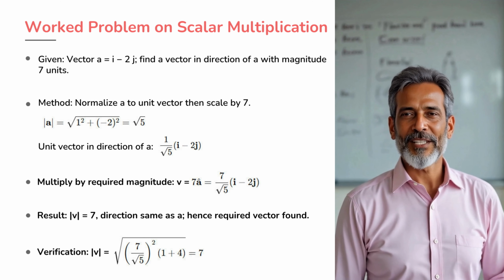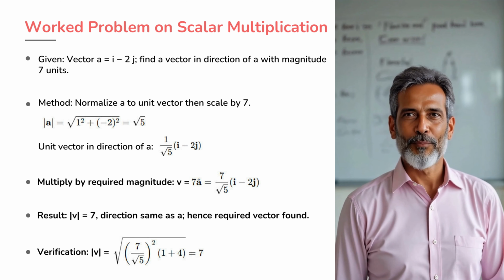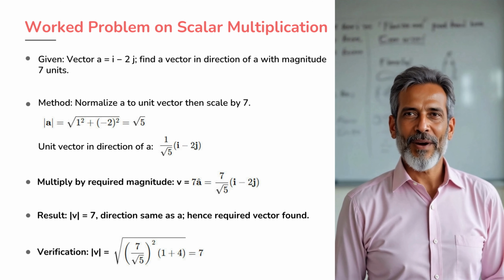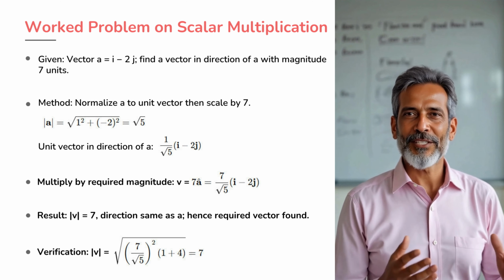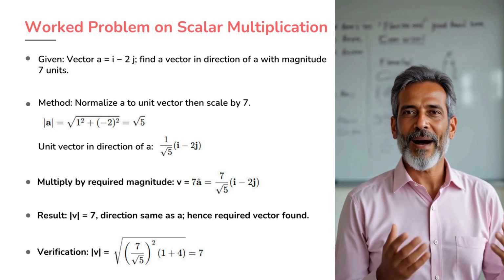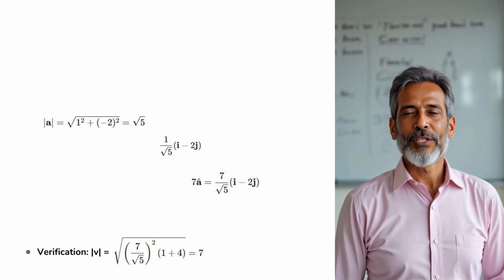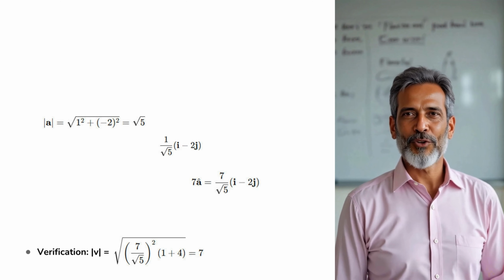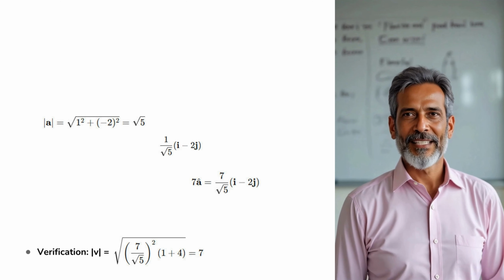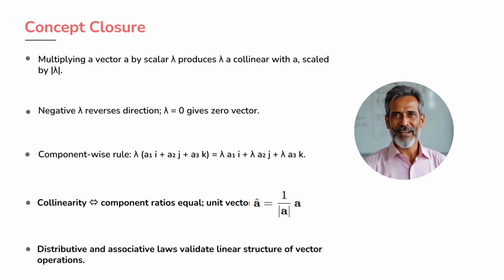Now, let's check the magnitude just to be sure. Mod V equals square root of bracket 7 upon square root 5 whole square into bracket 1 plus 4 bracket equals 7. Perfect. Verified. And just like that, we found our vector, same direction, new magnitude. So if you ever want to change the speed of your vector while keeping direction, just scale it by a number. Easy peasy. Time for a quick wrap up.